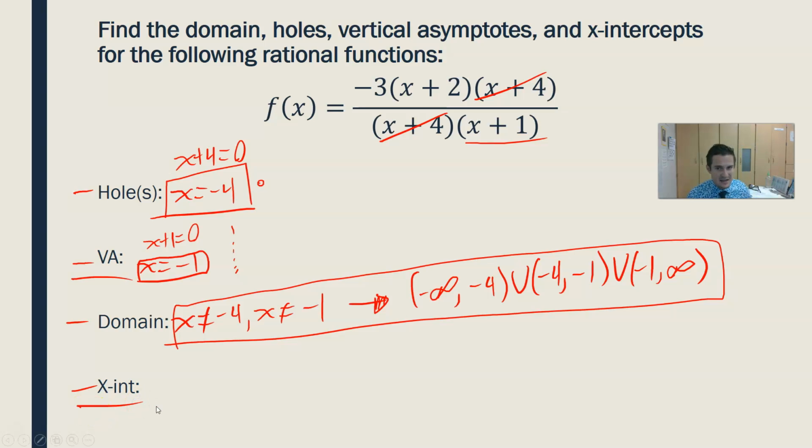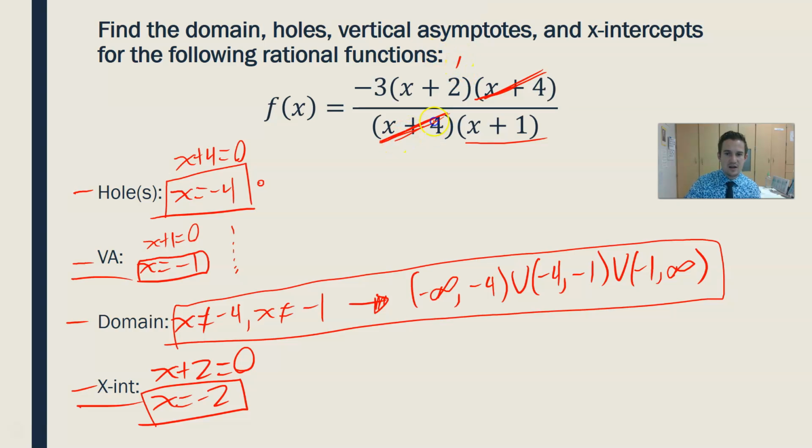Then for my x-intercepts, I set the numerator equal to 0, and then cross out any values that are not in the domain. This x plus 4 ends up not being in the domain because it cancels out here. So I find my x-intercept by setting the remaining factor in the top, x plus 2, equal to 0, which gives me an x-intercept of x equals negative 2. So my graph would cross the x-axis at x equals negative 2.